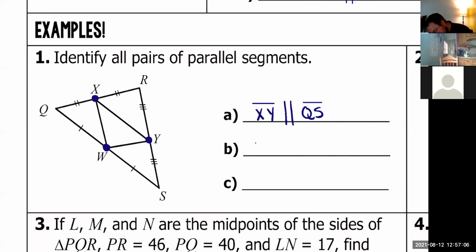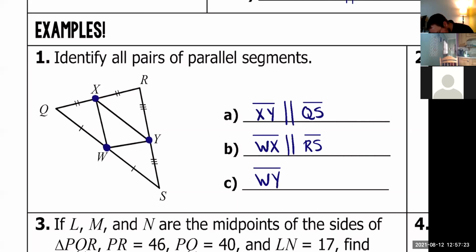What's parallel then? I'll ask you for one. What's parallel to WX? RS. And then I always lose track. What about WY? QR. Good. So lots of information going on in there. Throw in parallel lines, and you get to start to work your way through, start finding angles. It gives you opportunities to find additional information.